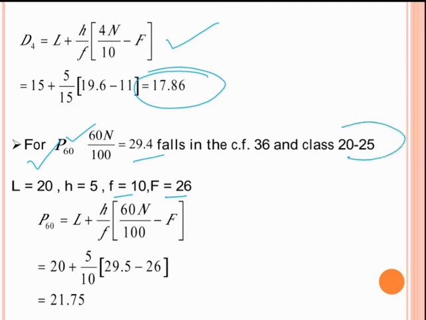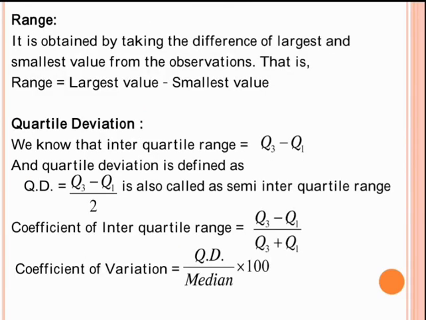You are taking your class interval as 20 to 25. So L will be equal to 20. Now we'll put all these values in this equation and you get the value of P60 as 21.75. So this was the concept of how to find quartile, deciles and percentile.